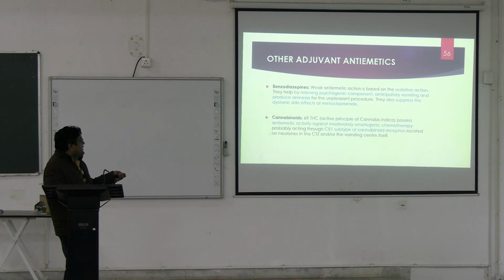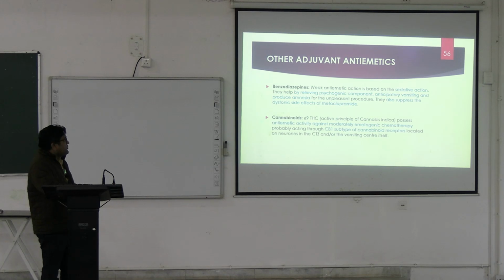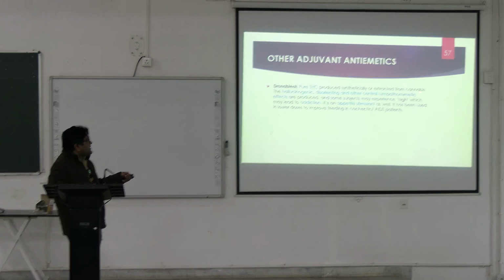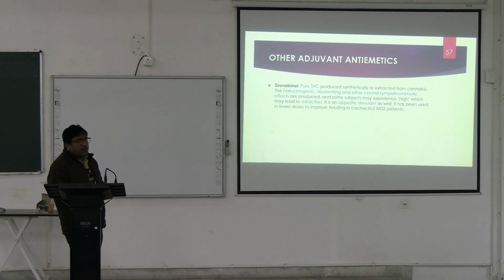Cannabinoids, basically tetrahydrocannabinol, possess anti-emetic activity against moderately emetogenic chemotherapy. Dronabinol is a pure tetrahydrocannabinoid, basically synthesized or extracted from the cannabis. They have got hallucinating, disorienting and other central sympathomimetic effects, and they produce addiction. They are promoted in the market as an appetite stimulant as well.